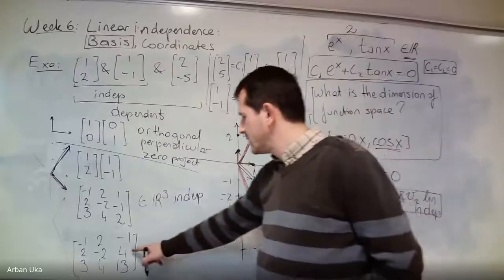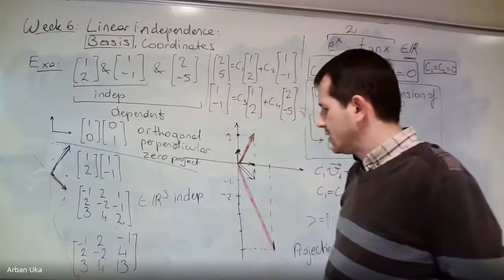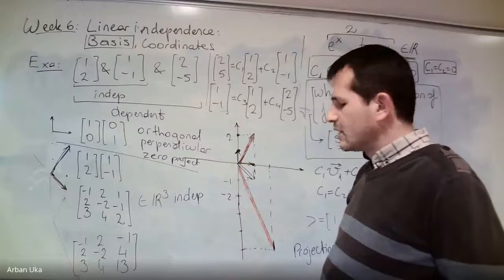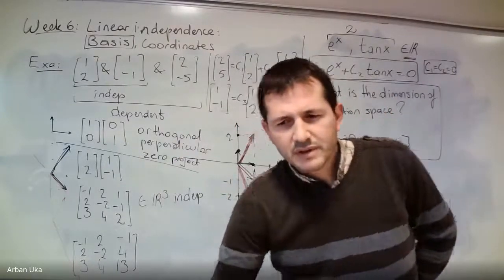Unless one of the vectors is a scalar multiple of the others. This one? Again, it depends. They could be linearly independent. So how can we check it relatively fast? We again do the definition: C1 times vector 1 plus C2 times vector 2 plus C3 times vector 3.